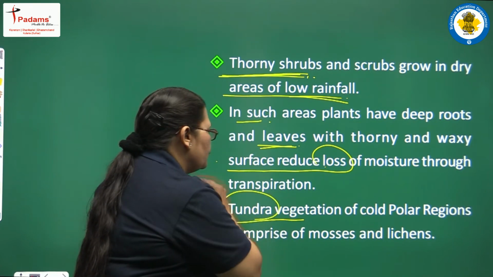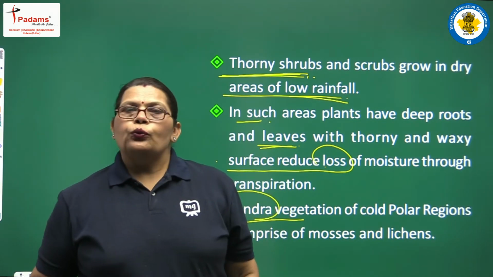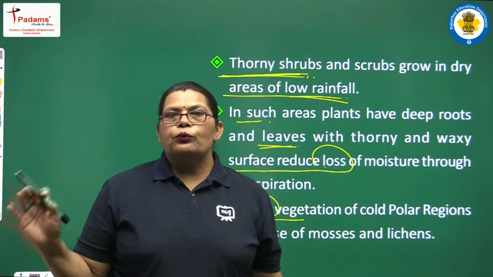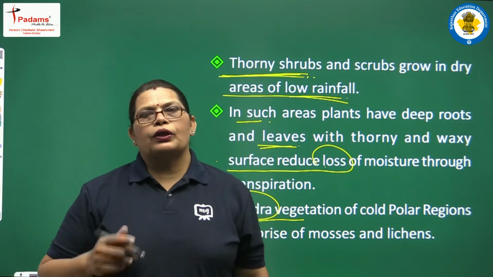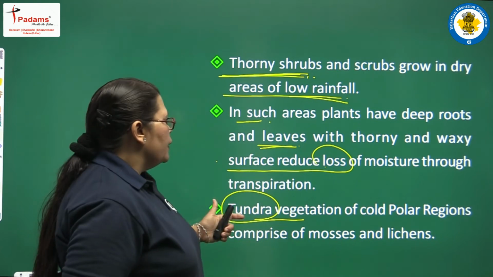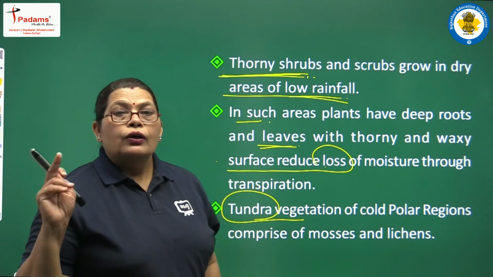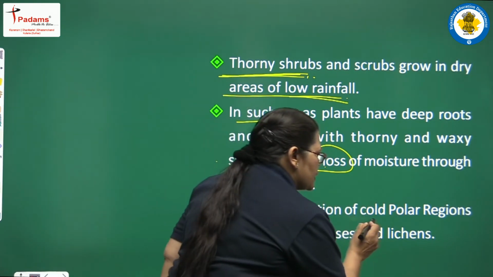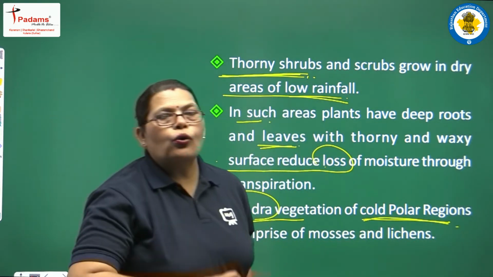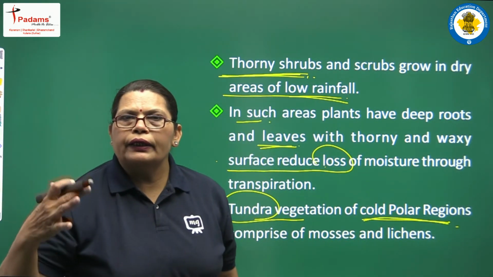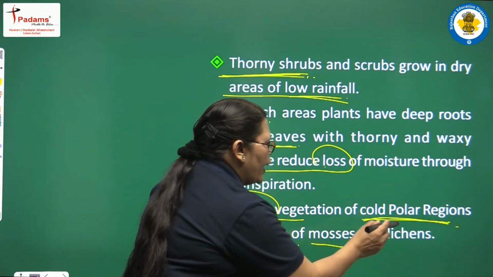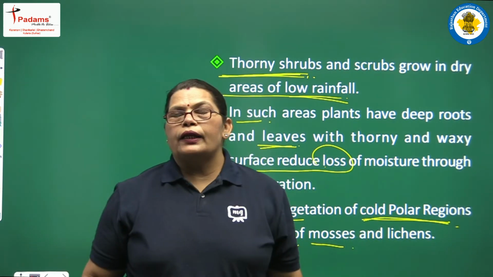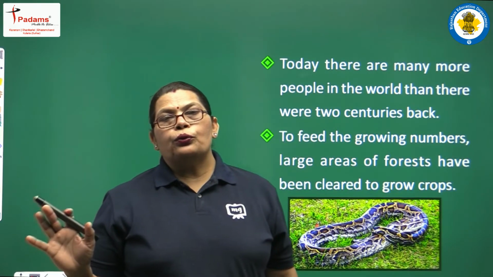Next one is the tundra vegetation. टुंड्रा प्रदेश की हम बात करते हैं. टुंड्रा में किस तरह की वेजिटेशन होती है, हम बच्चों उसकी बात करते हैं. तो देखिए, टुंड्रा वेजिटेशन ऑफ कोल्ड पोलर रीजन्स. कहाँ पे है ये कोल्ड पोलर रीजन्स को कवर करते हुए होती है, एंड दिस कंप्राइज ऑफ मॉसेस एंड लिचन्स. और यहाँ पे बहुत ज़्यादा मॉसेस एंड लिचन्स होते हैं.